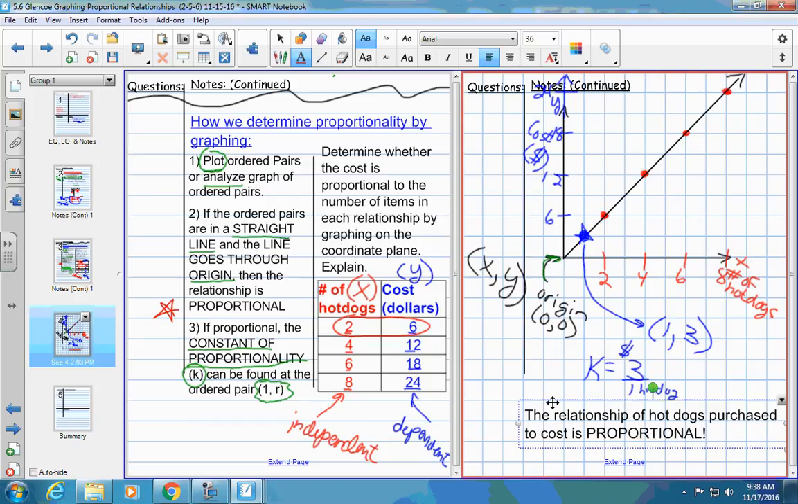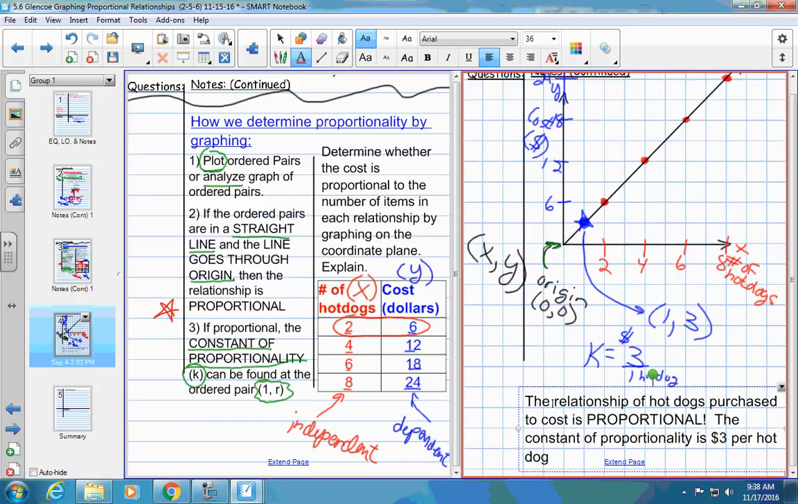Okay. And then we also have discovered, since it is proportional, we can check the ordered pair 1 comma r, which in this problem is 1 comma 3. So the constant of proportionality is $3 per hot dog. Well, that's it, students.